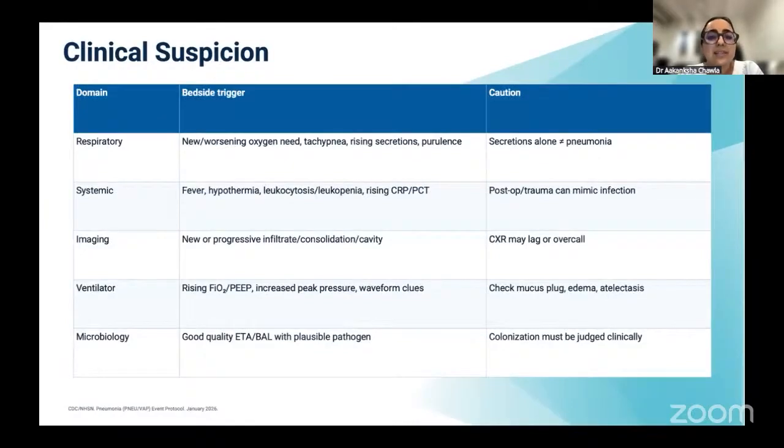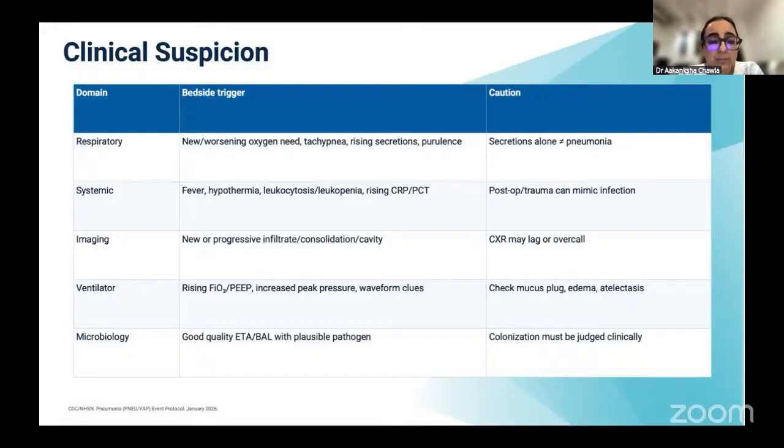So when do you clinically suspect? You walk into the ICU in the morning and, on rounds, your staff tells you that they are noticing an increase in the secretions. You look at the patient and you see that there's a lot of asynchrony with the ventilator. The PF ratio is worsening on the ventilator. The patient has developed a fever today. The counts are showing an increasing trend. The biomarkers are showing an increasing trend. And then you look at the X-ray and you see that there is a new infiltrate or a new consolidation that the patient has developed. So these are the clinical bedside suspicion parameters.